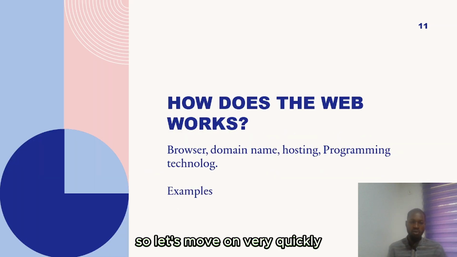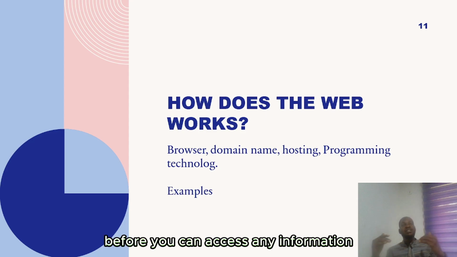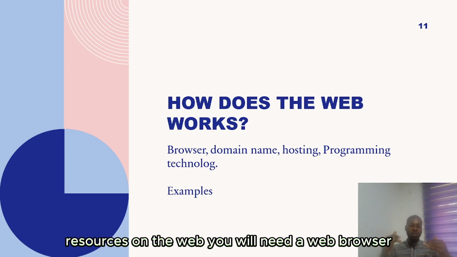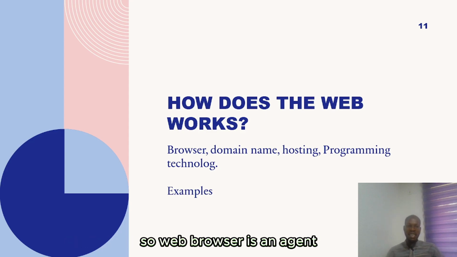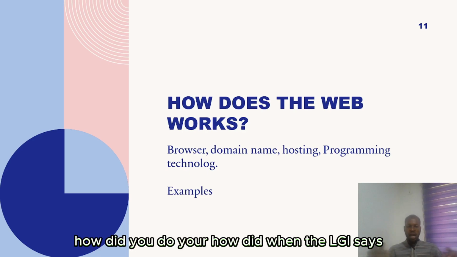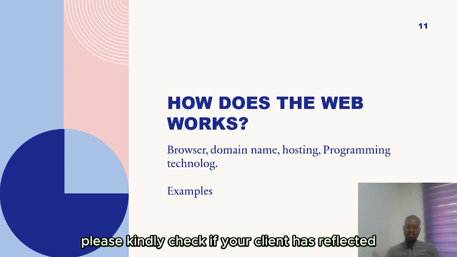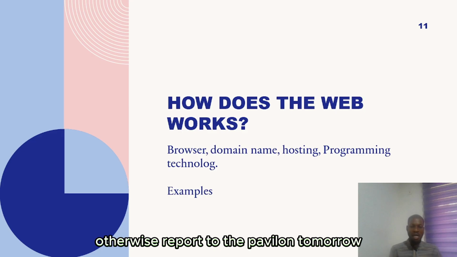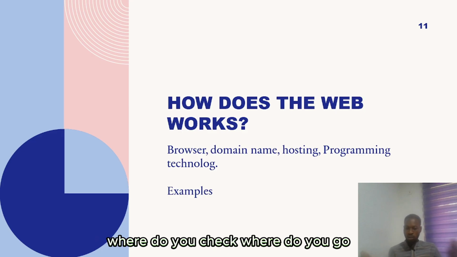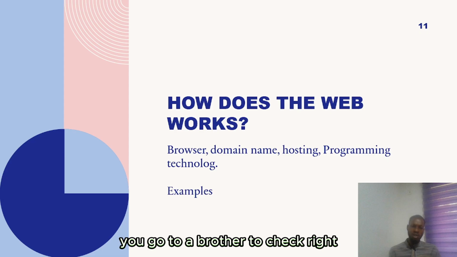So let's move on very quickly. How does the web work? Before you can access any information or resources on the web, you will need a web browser. A web browser is an agent used to access resources online or over the web. For example, when the LGI says, please kindly check if your cleaner has reflected, otherwise report to the pavilion tomorrow, where do you check? You go to a browser to check, right?